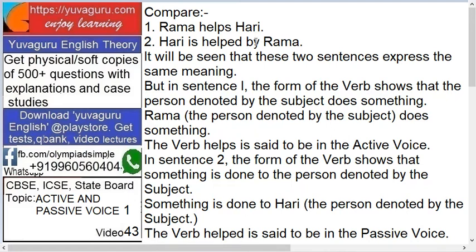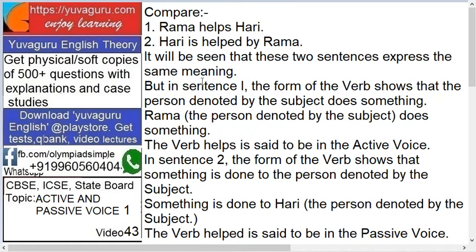by is used generally. Means first, see here, subject and predicate. So what happens in active? Rama helps Hari. That is active voice. Hari is helped by Rama. That is passive voice. Now we will read this further. It will be seen that these two sentences express the same meaning.